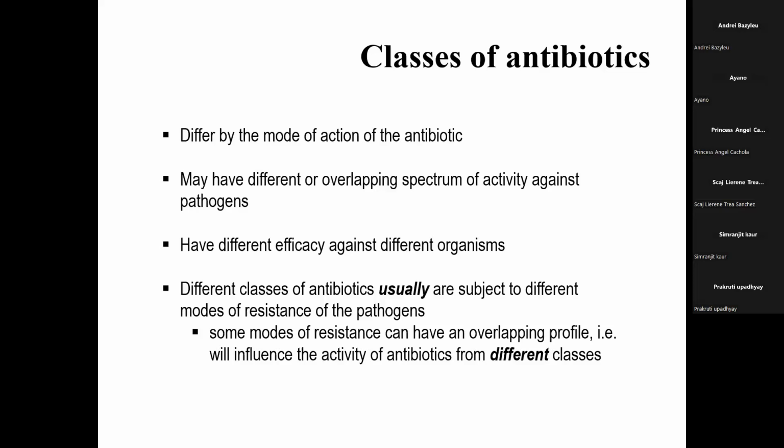In some cases, however, like the word says here, usually, in some cases, we will talk about this more next week, one mode of resistance can actually protect against a lot of different classes, sometimes even all of the classes of antibiotics, maybe with a little bit of different efficacy, but still. But those are rare cases. We will look at them next week. So as it says here, some modes of resistance can have an overlapping profile, meaning one mode of resistance can protect against multiple different antibiotics. And not just multiple different antibiotics, but multiple classes of antibiotics.